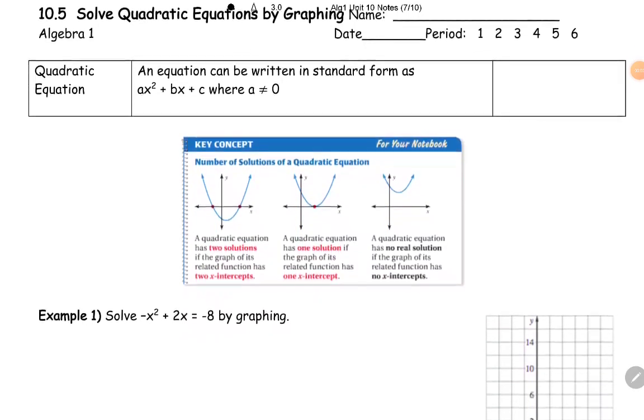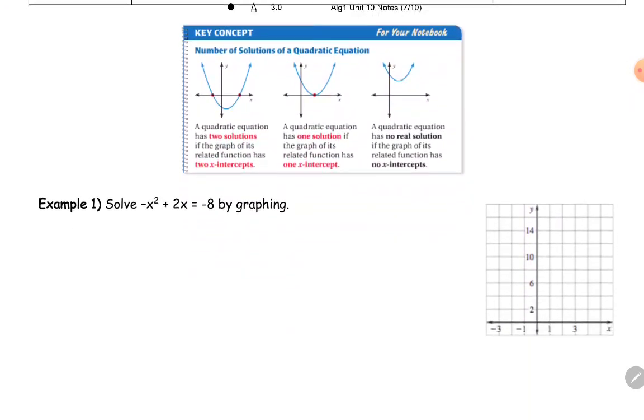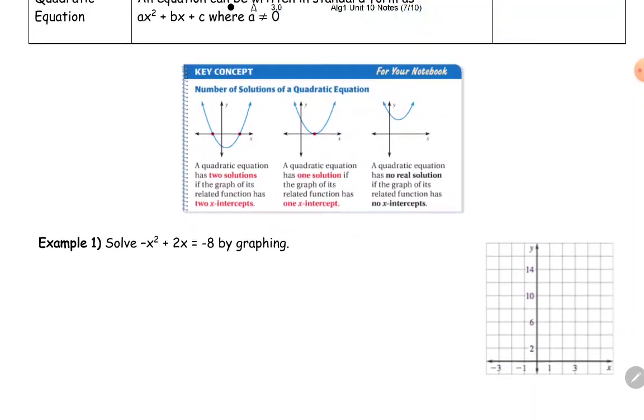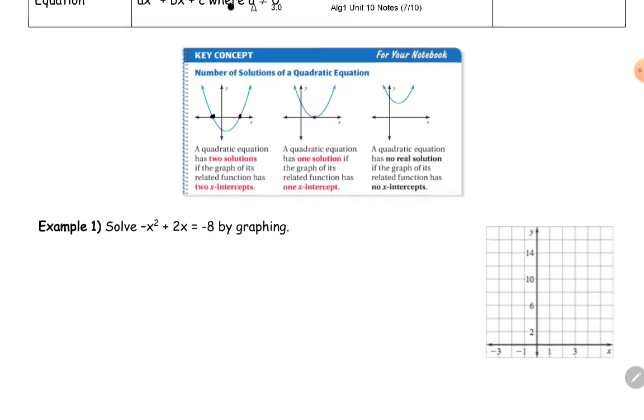In Algebra 1, we'll be looking at solving quadratic equations by graphing. Now, a quadratic equation has two solutions if there are two x-intercepts. A quadratic has one solution if it has one x-intercept. And if it has no x-intercepts, then it has no real solution.